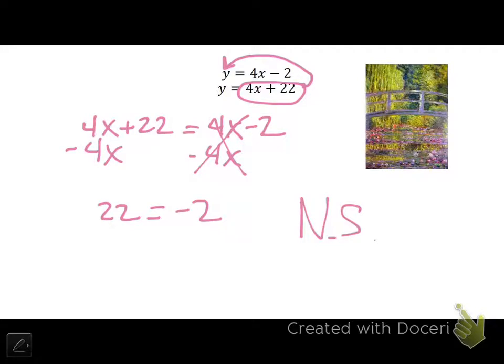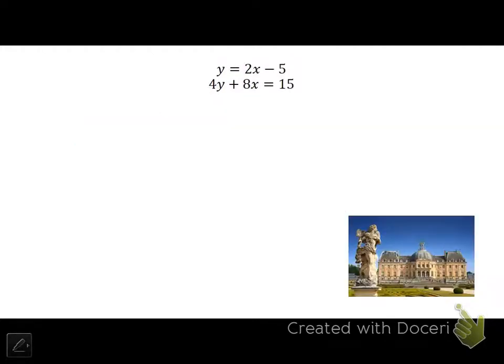So if my x's cancel and both sides don't equal each other, it's no solution. If they equal each other, so if I would have got 22 equals 22 or -2 equals -2, it would have been infinite. There's an infinite number of answers. My two lines sit on top of each other. Okay, so it looks like we got y by itself again, so let's go ahead and do substitution and plop it in right there.